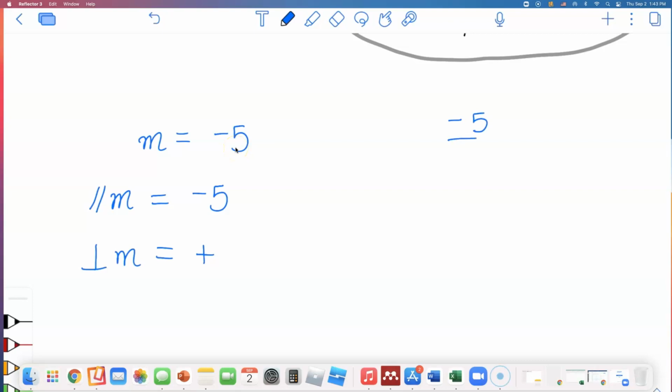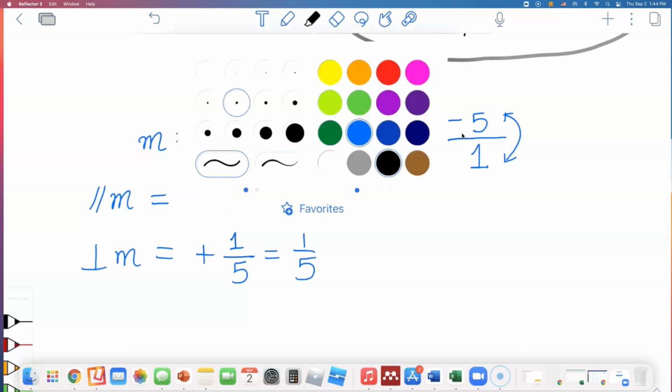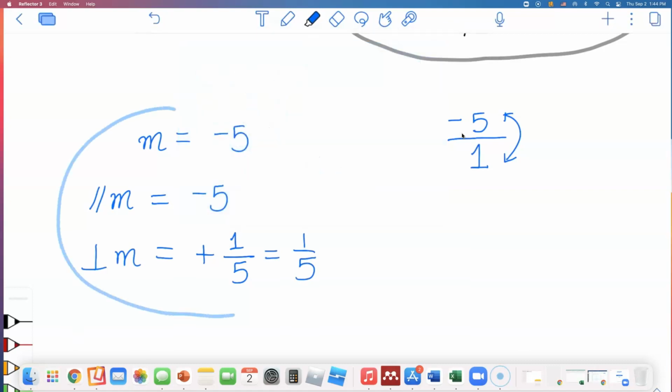So how about we write this as a fraction together? You can make any number into a fraction by putting 1 under it. -5 is the same as -5 divided by 1, right? Now we can flip this. If you flip it, you will get 1/5. So the perpendicular slope is simply 1/5, okay? So hint, if you get a slope that is not a fraction, don't worry, make it into a fraction by just putting 1 under it, and then flip it if you want to find the perpendicular slope.